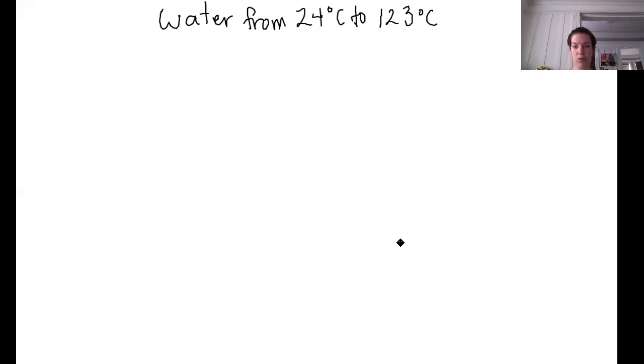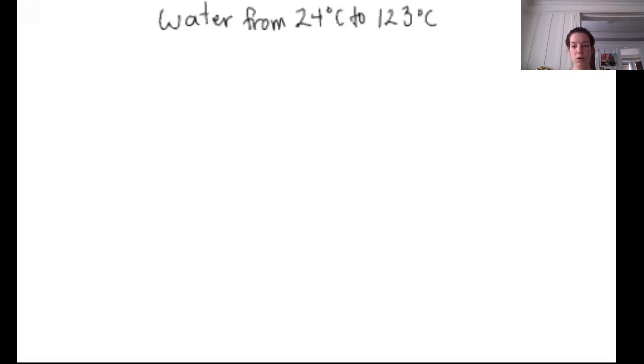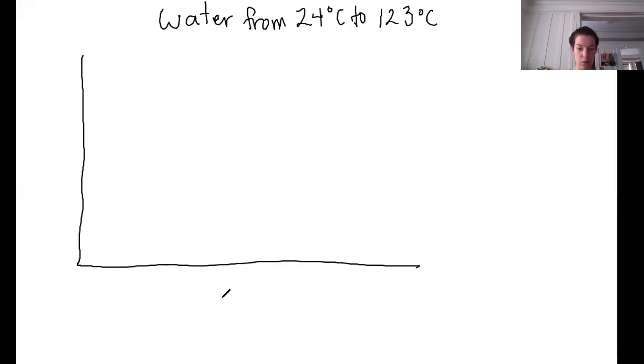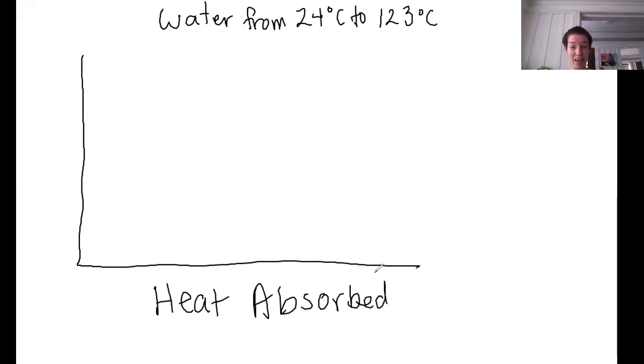So let me start by outlining my axes. If we remember, my x-axis, because it's a heating curve, is going to be heat absorbed. You could also say heat added, heat going in, any of those work, right? But the idea is that the heat is going into our system. And then my y-axis is temperature.